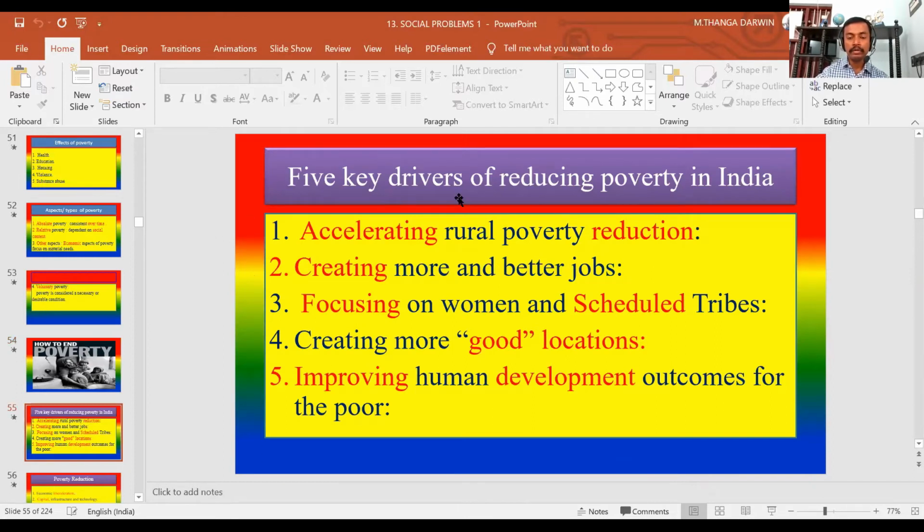5 key drivers of reducing poverty in India. First, accelerating rural poverty reduction, which is very important. Second, creating jobs. Third, focusing on scheduled and tribal people. Fourth, creating good locations, geographical areas and opportunity, increasing opportunities. Fifth, improving human development, mainly human resources and skill development.